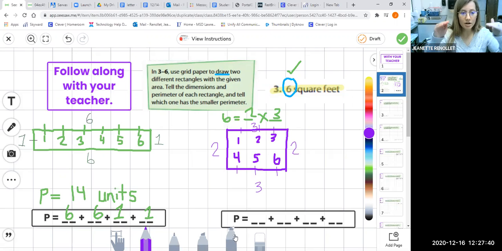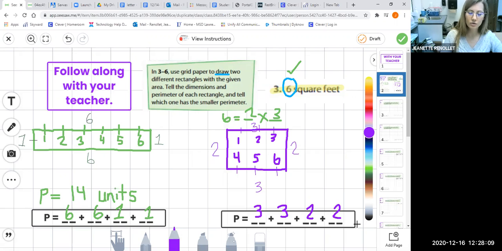To find the perimeter of this shape, I need to add my length plus length plus width plus width. I'm going to put it into my equation at the bottom. I know that my lengths are 3, so I have 3 plus 3 plus 2 plus 2. Now we can add it up to find the whole perimeter. 3 plus 3 plus 2 plus 2.